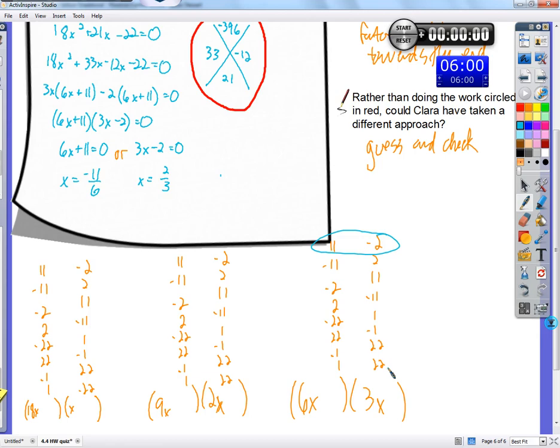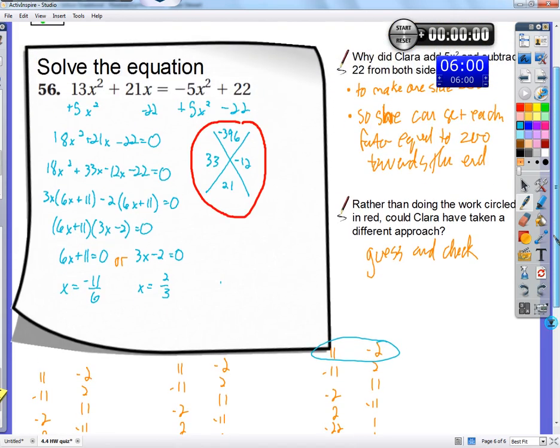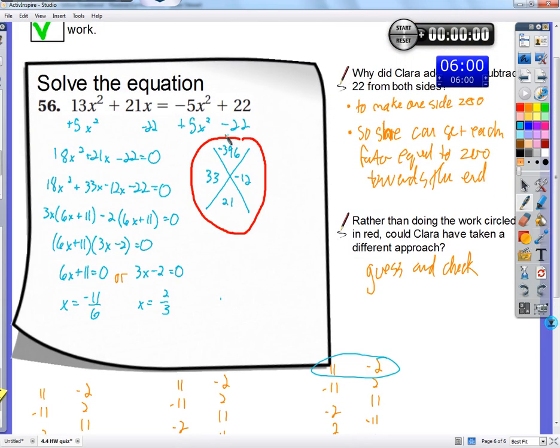So that is bad. I would suggest using this method right here. You can make mistakes here, but they're a lot easier to check. We only need to check as many factors as 396 has. It's just a lot more simple.